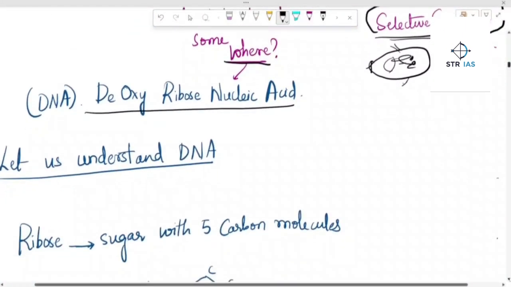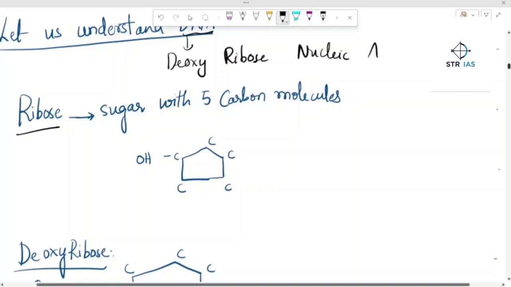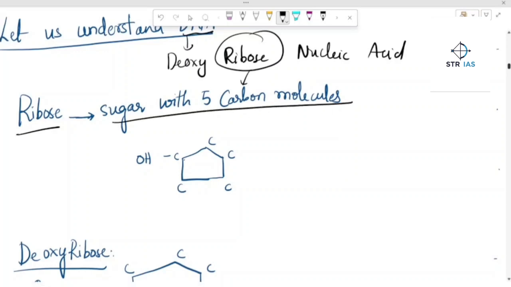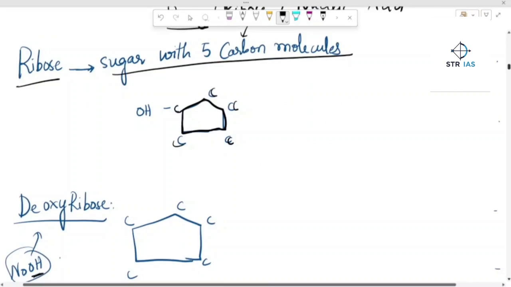So now let us understand the genetic material DNA. The full form of DNA is deoxyribose nucleic acid. Ribose means a sugar with 5 carbon molecules; you can see here it is a sugar with 5 carbon molecules. Then deoxyribose means without any oxygen. Deoxy means without oxygen, meaning it has no OH group in it.